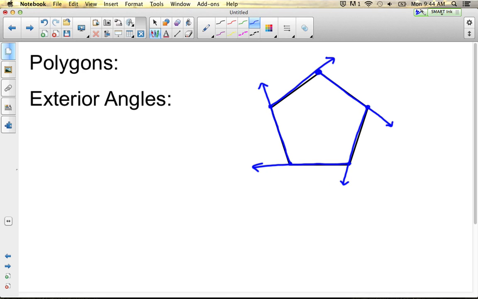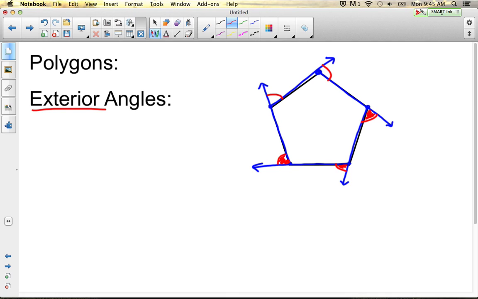So by drawing those lines, you can see that we have now formed exterior angles. So when I tell you exterior angles, this is what we're talking about. We're talking about the angles that are formed when you extend one of the sides of the polygon past the polygon.